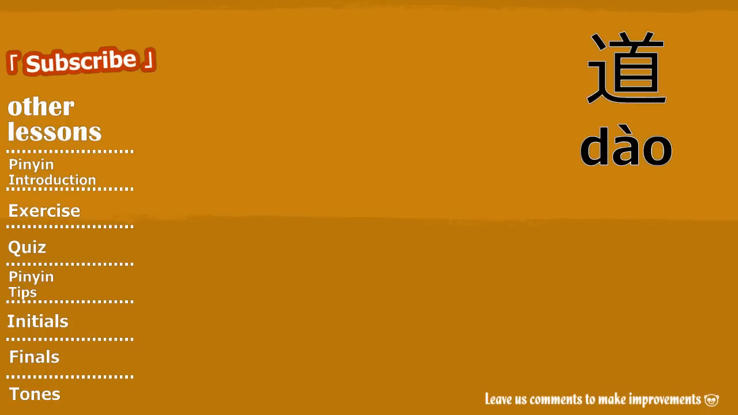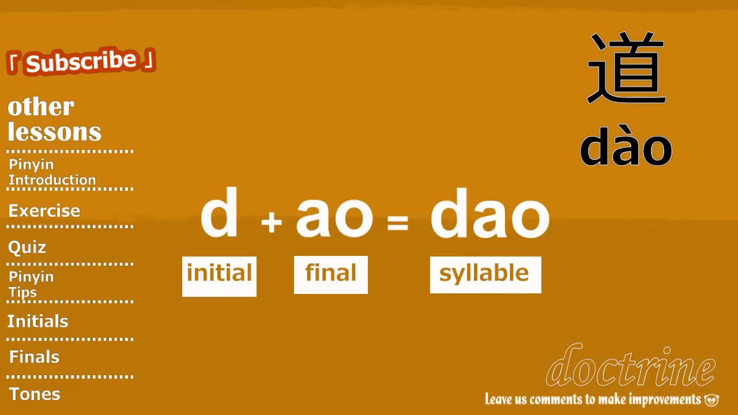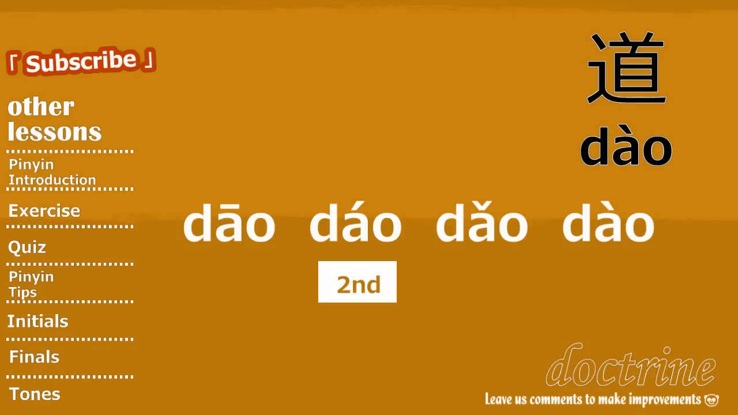Alright, the next word is Dao, meaning doctrine or principle. Before I explain this word, let's look at how it is formed. The initial De is placed in front of the final Ao. Now, repeat after me. De, de, de, and Ao, Ao, Ao. De Ao, Dao. Finally, look at the tone marked on top of the final. It uses the fourth tone, so Dao, Dao, Dao. It is Dao.